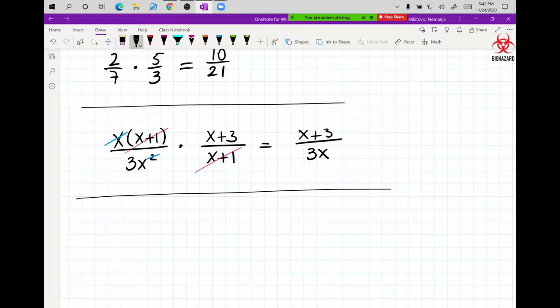You can't cancel 3's, you can't cancel x's, because these are actually different numbers, right? Just put x equals 1. You get 4/3. That doesn't cancel. Right? Put x equals 2. You get 5/6. That doesn't cancel. So, by placing a value for x, you see that as long as you're able to find one case where it doesn't cancel, that means that algebraically they don't cancel.